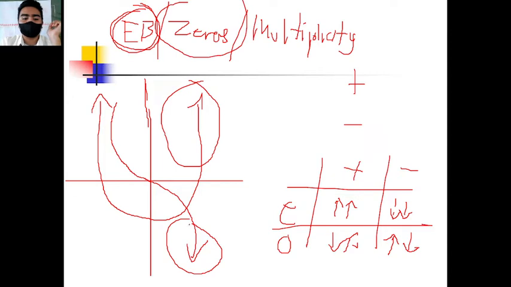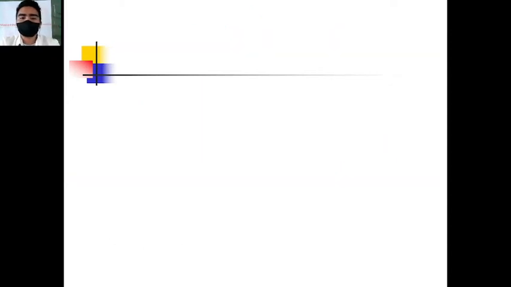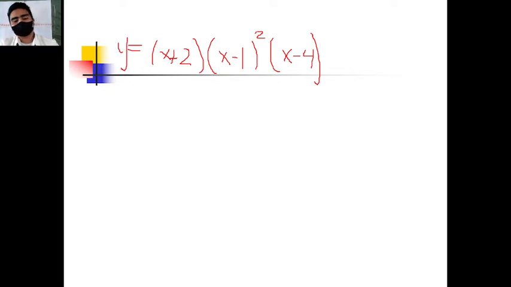Now, going to the zeros. Let's go to the zeros. Alright, so let us have an example. Let's just say we have y is equal to x plus 2, multiplied by x minus 1 squared, multiplied by x minus 4. This is a function, isn't it? So, y is equal to the function.